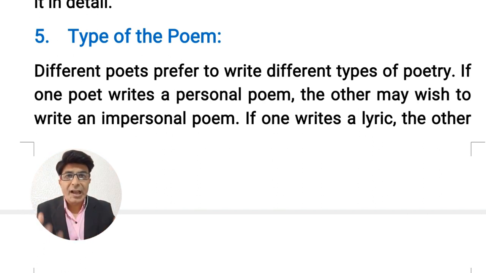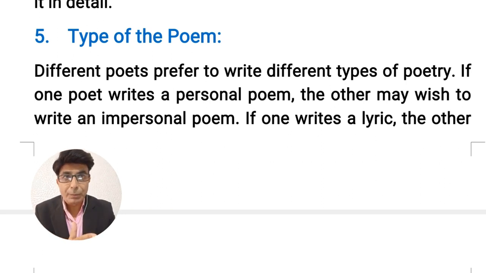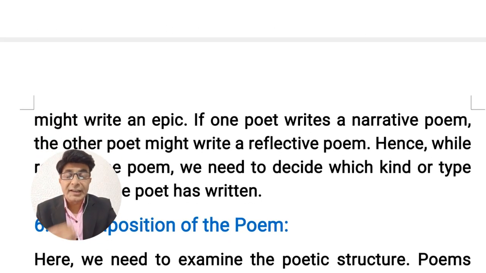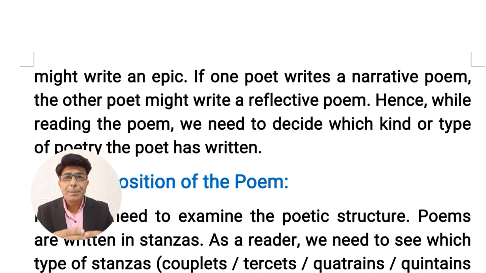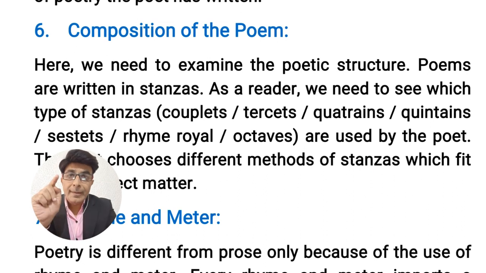See, there are different types of poems. In my previous videos, I have already discussed that. There is a personal poem, an impersonal poem, a subjective and an objective poem. Sometimes some poets feel comfortable writing a lyric poem, some other poets might be interested in writing an epic poem. Sometimes the poet adopts a narrative style of writing, and some other poets like a reflective style. So reflective poetry, narrative poetry, epic poetry, dramatic poetry, lyric poetry, these are different types of poetry. While doing the appreciation of poetry, you need to decide which kind of poetry this one is.